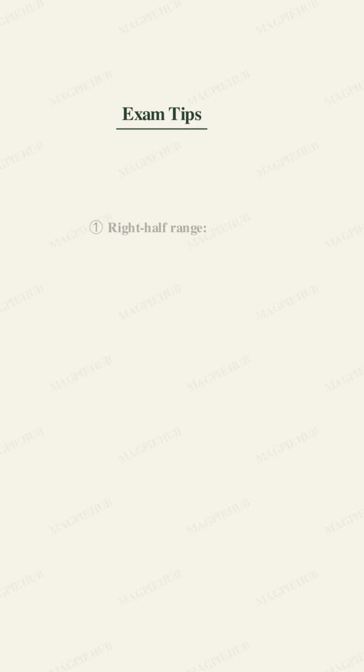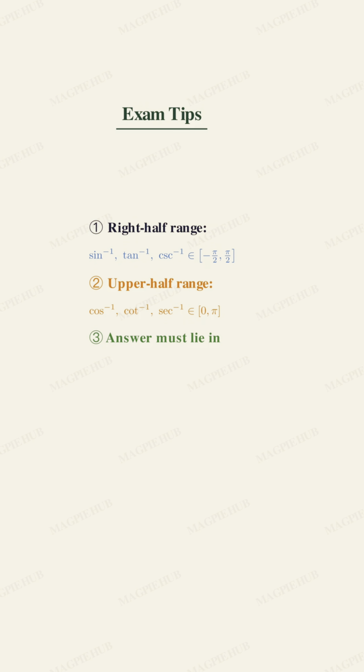2 important tips. First, sin inverse, tan inverse and cosec inverse give principal values in the right half, between minus pi over 2 and plus pi over 2. While cos inverse, cot inverse and sec inverse give them in the upper half, between 0 and pi. Second, always give the answer inside the principal range, or you may lose marks.